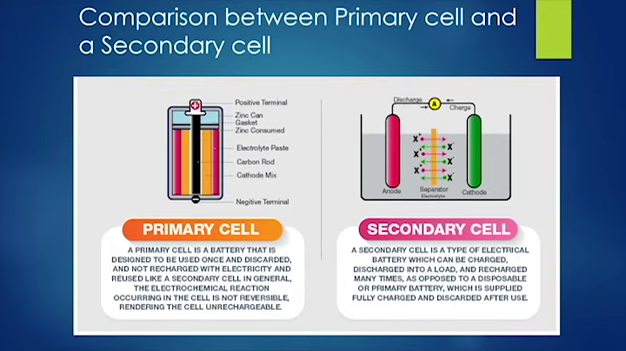And the secondary cells. A secondary cell is a type of electrical battery which can be charged, discharged into a load and recharged many times, as opposed to a disposable or primary battery, which supplies a large amount of current, and it has a long life when compared to the primary cells.